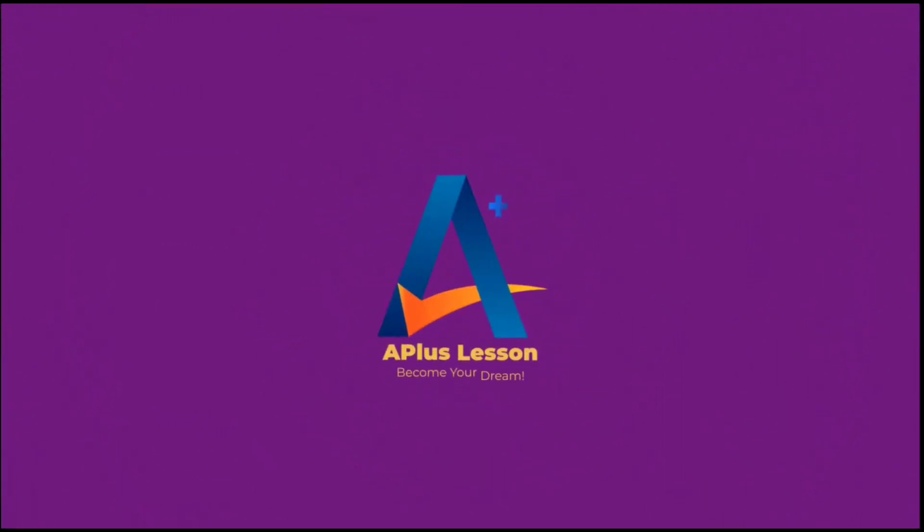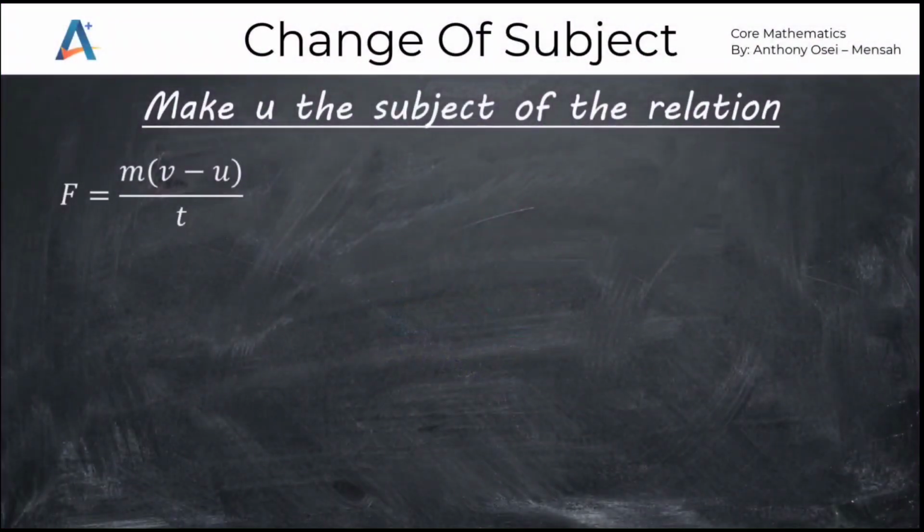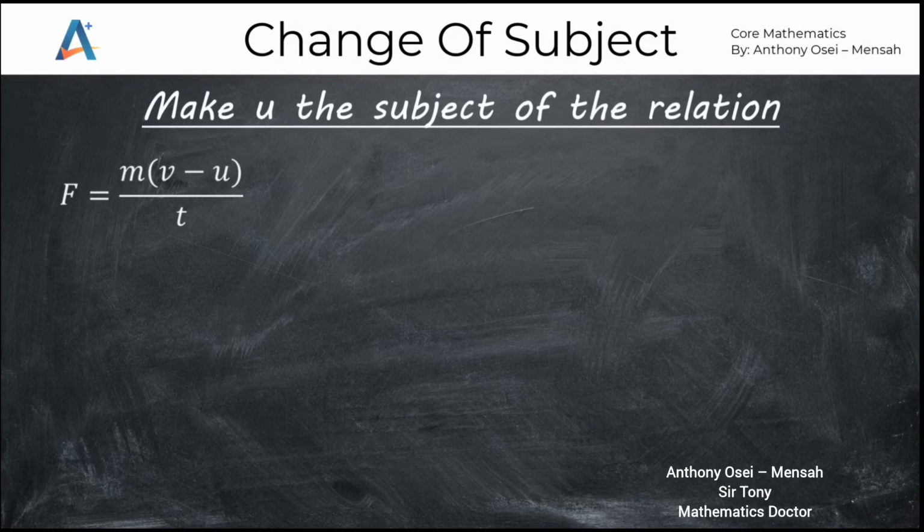Make u the subject of the relation f is equal to m into bracket v minus u, all divided by t. If we analyze this question very well, we have a denominator of t from the fraction m into bracket v minus u, all divided by t. We can do cross multiplication because there are only two terms in this particular relation, one at the left and one at the right, with one of them being a fraction.